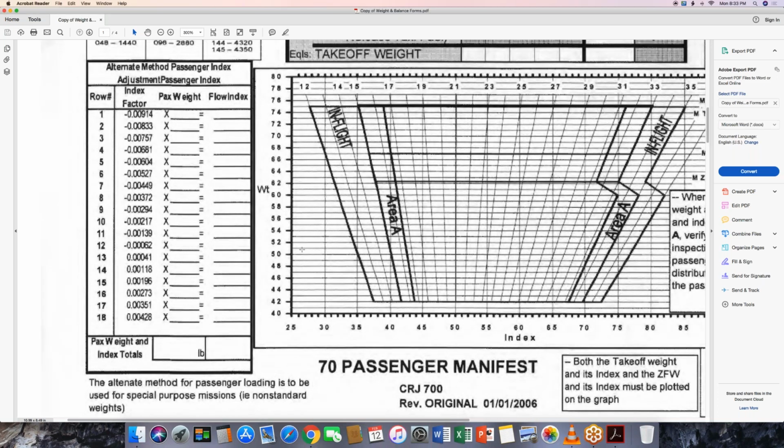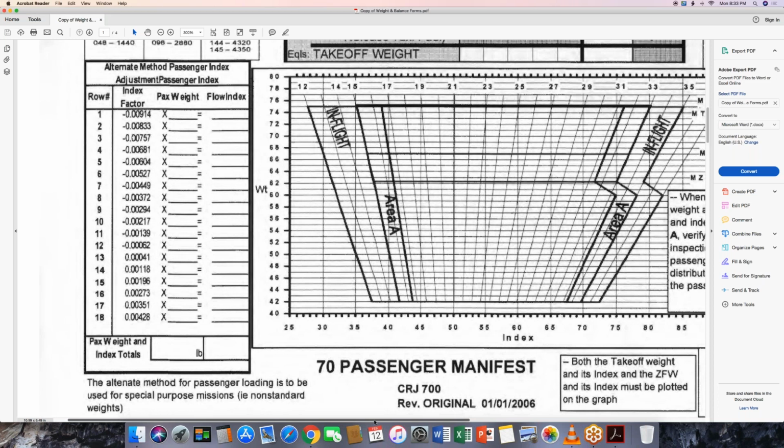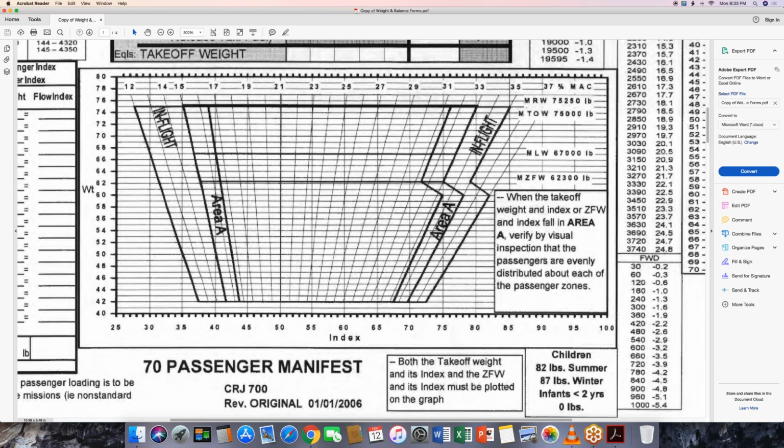We'll come down here to the graph, and we will find our point on this graph, right? So let's just say that we weighed 68,000 pounds and we're 55 on our index. So we make our dot here.